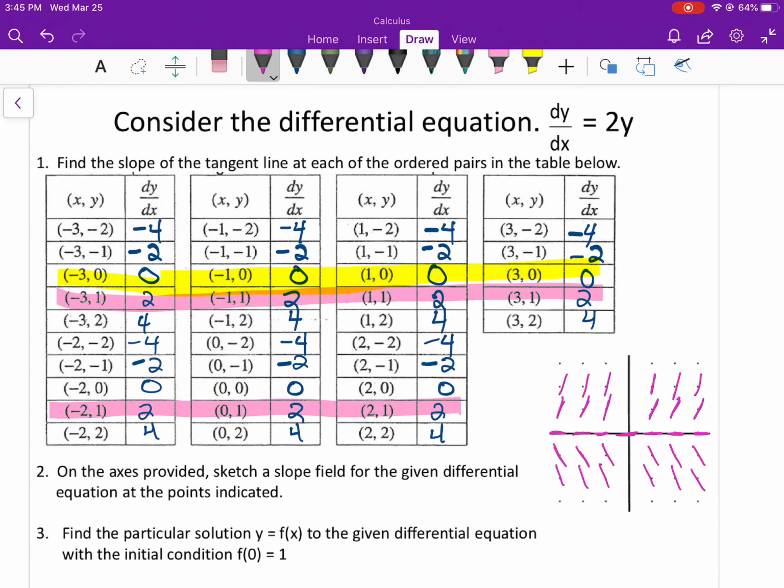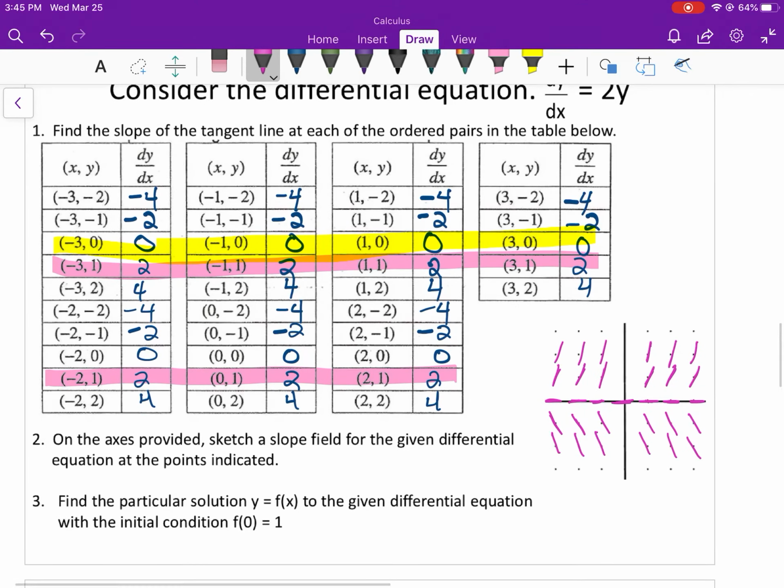Now, this is what I have for a slope field. I want to graph something that's going to go through 0, 1. So 0, 1 is right here. You're not going to be able to cross over those slope fields. You don't want to disrupt them. So you're going to be drawing something in.